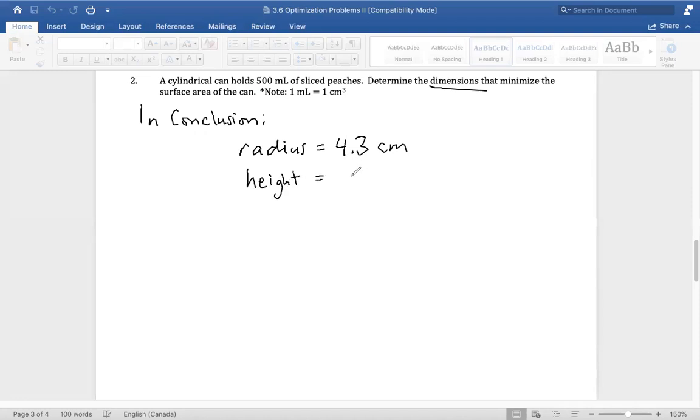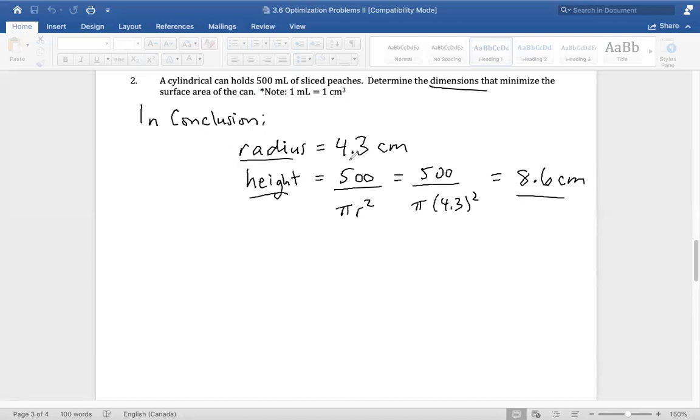My height formula, if you go back, is 500 divided by pi r squared, when I isolated for h and just had my h equals formula. So plug in r: 500 divided by pi times 4.3, only the 4.3 is squared, and you should end up with 8.6 centimeters. So my height is 8.6 centimeters. My radius is 4.3 centimeters, and that would be your dimensions. It doesn't ask for the area, right? It just asks for the dimensions.